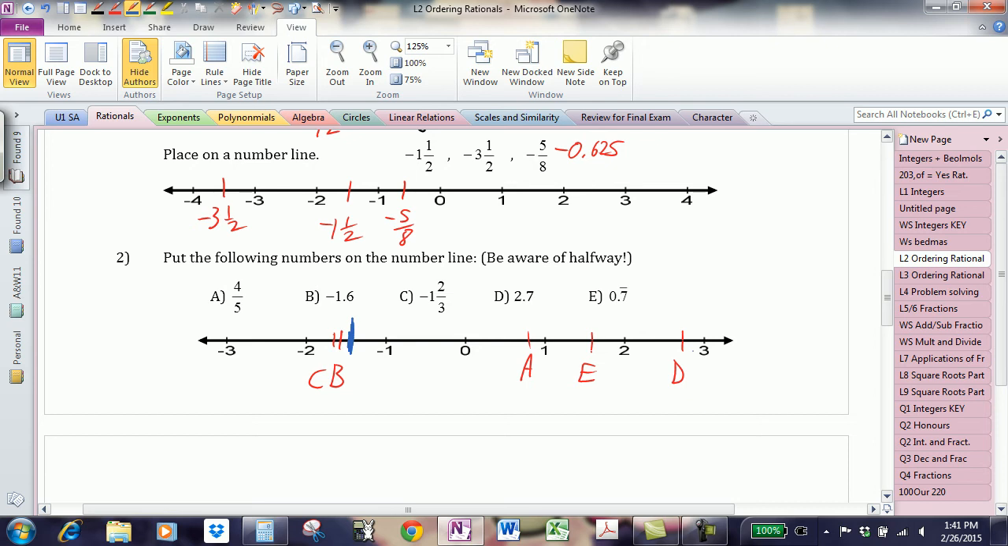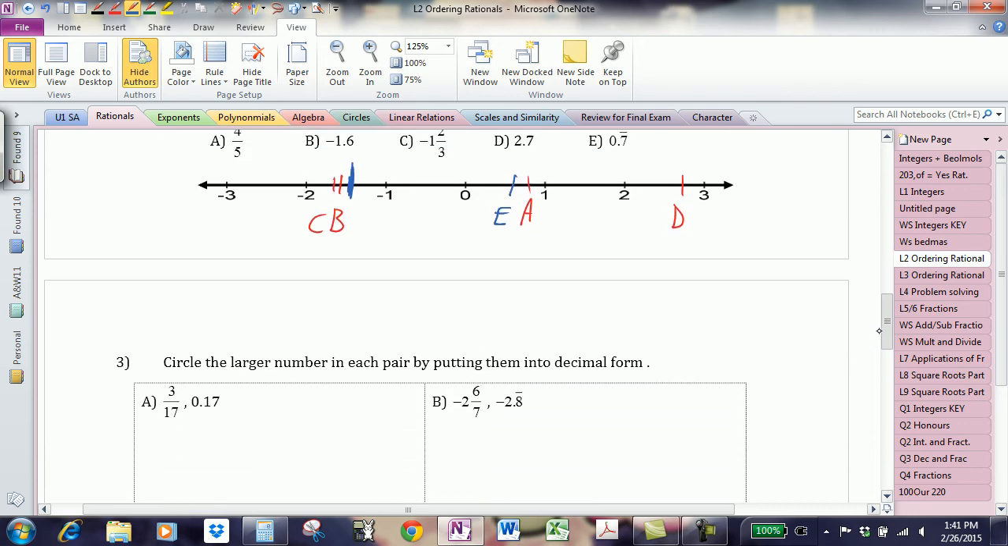Any questions? Yes, Cassidy. Oh, E. I was wondering how it would go there. Oh, because it should be. Where's A? A is 4/5. E is going to be right here. Thank you. I was in the wrong spot. Well, good check. Well done, Cassidy. And others.